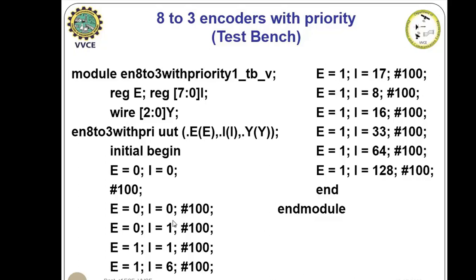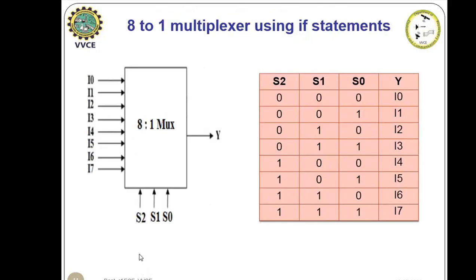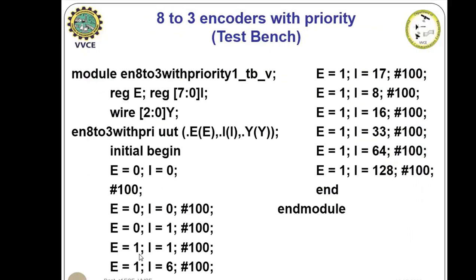When E is equal to 0, I is equal to 0. E is equal to 0, I is equal to 1. E is equal to 1, I is equal to 1. E is equal to 1, I is equal to 6. Then E is equal to 1, I is equal to 17. E is equal to 1, I is equal to 8. E is equal to 1, I is equal to 16. E is equal to 1, I is equal to 33. E is equal to 1, I is equal to 64. E is equal to 1, I is equal to 128. And end module. Now we'll see the execution of the 8:3 encoder with priority.